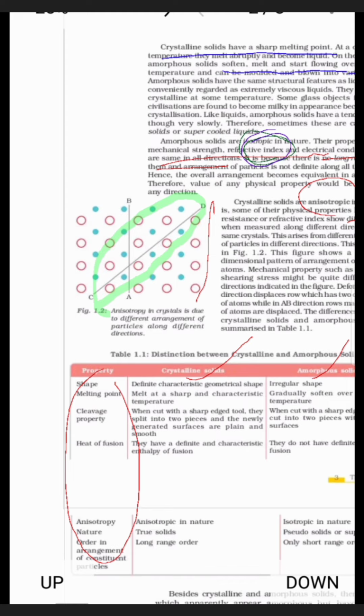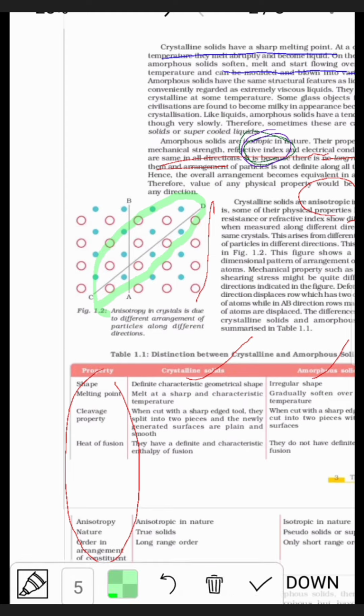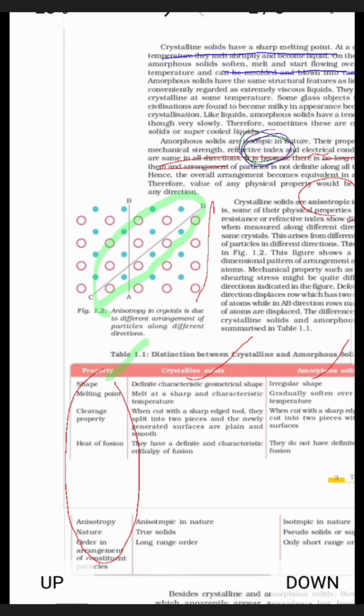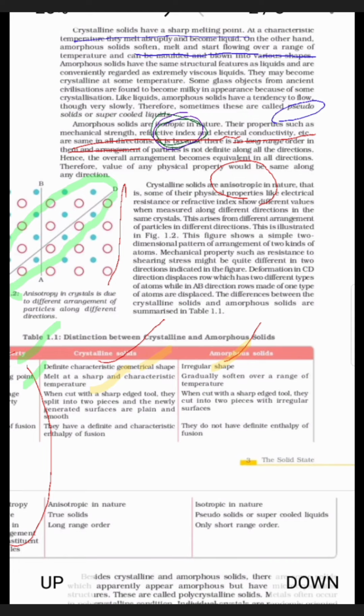Okay, then look at the table. First they are talking about the shape, that we know crystalline solids have a definite characteristic geometrical shape, and amorphous solids have an irregular shape. And the second one, the melting point. There will be a sharp melting point in case of crystalline solid, and in case of amorphous solid, they gradually soften over a range of temperature. There is no specific temperature for melting.